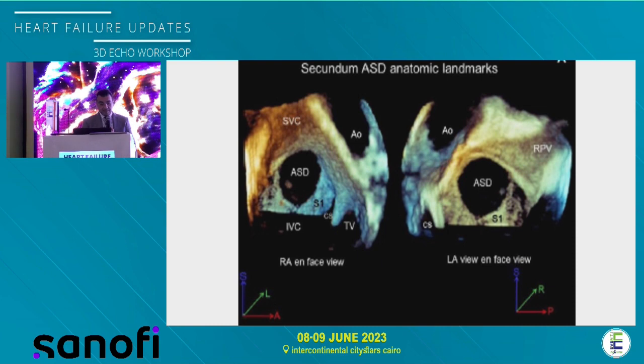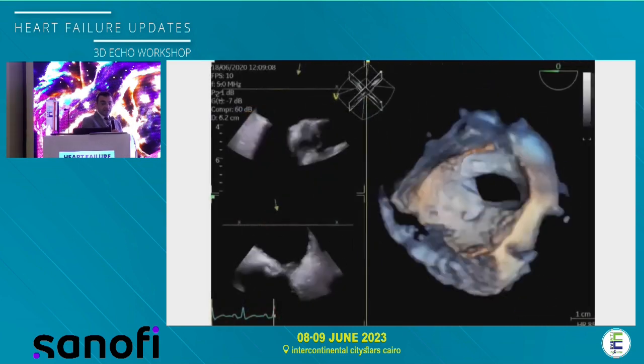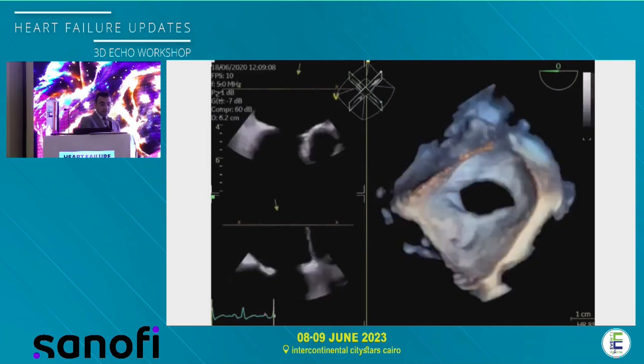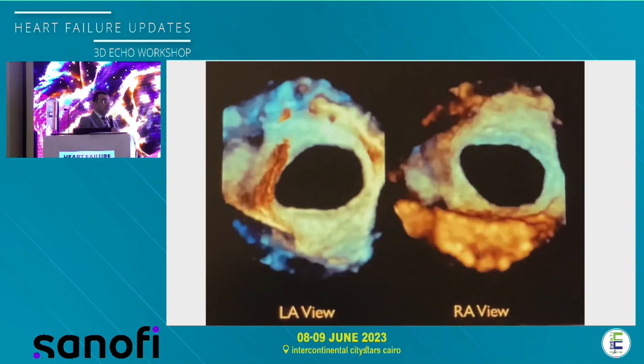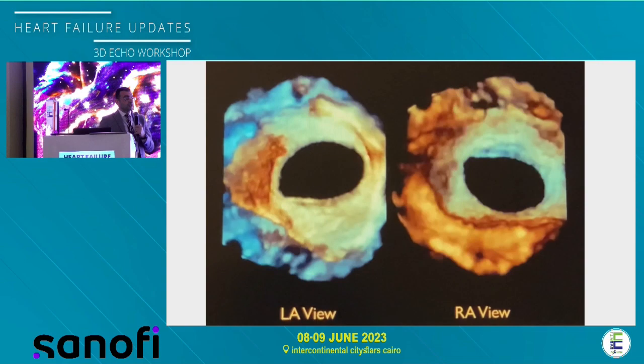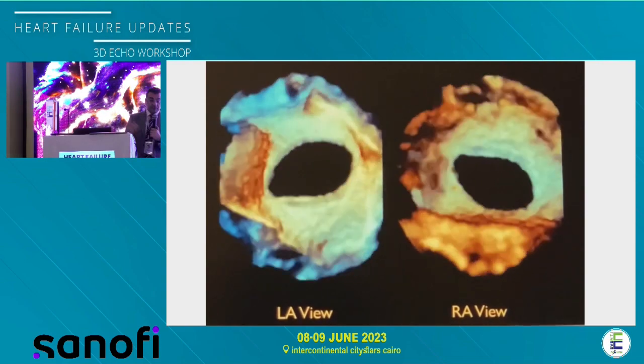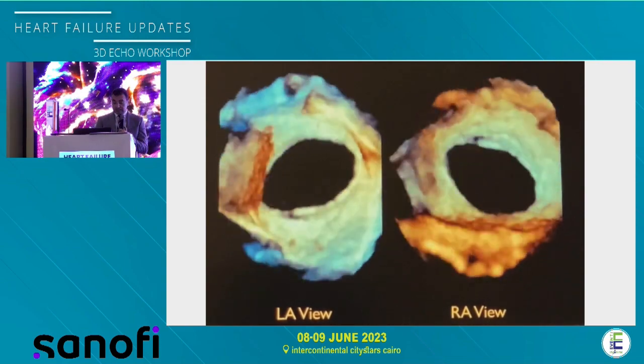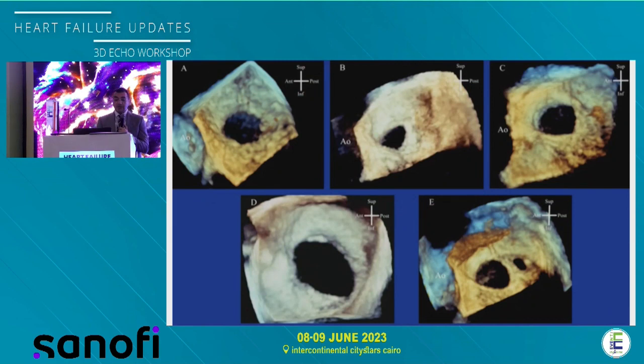This is another example of what you see in the RA view and LA view. And here you can see it in action and live. And also the machine can give you the ability to see it from the left atrial perspective and right atrial perspective simultaneously at the same time. And also you can see here, these are the different shapes.